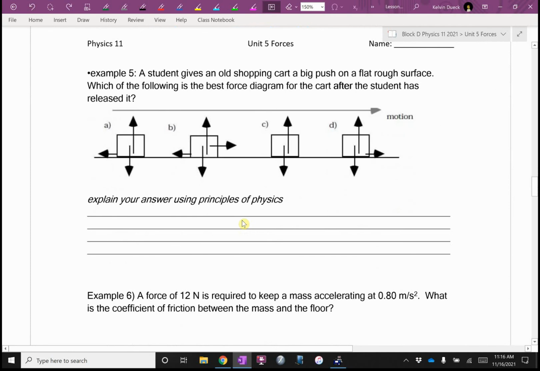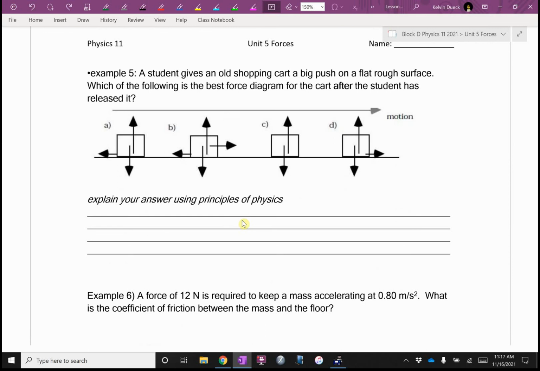Oh, we get to vote again. This is good. A student gives an old shopping cart a big push across a flat, rough surface. What do I mean by rough? Include friction. Which of the following is the best free body diagram for the cart after the student has released it?